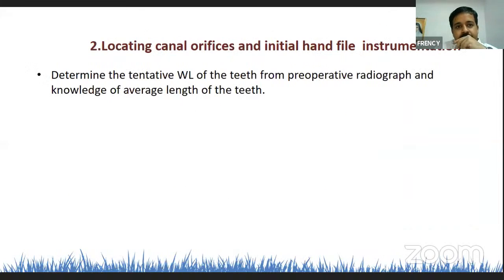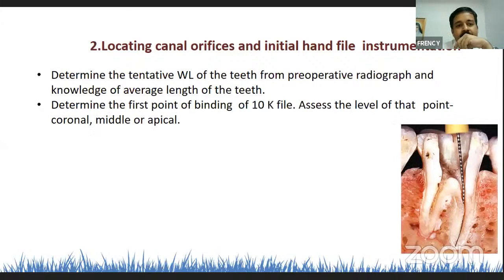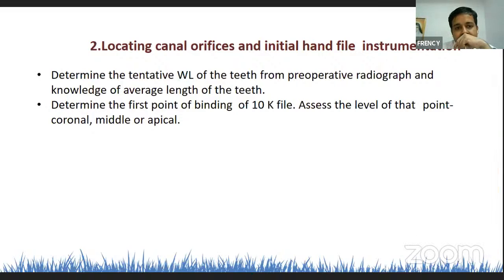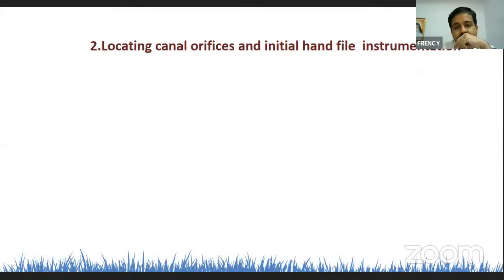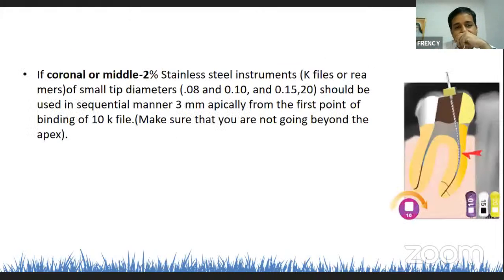Now the difficult file sequence. The second step is, after access opening, you have to locate the canal orifice and do initial hand file instrumentation. Then, as we discussed earlier, find the first point of binding with a 10K file, and assess the level, whether it is coronal, middle, or apical third. No binding can occur in very large canals, so such canals will be much easier.